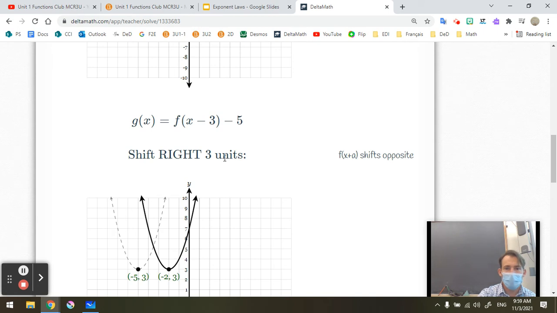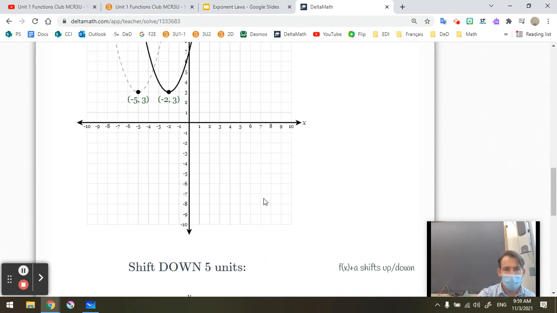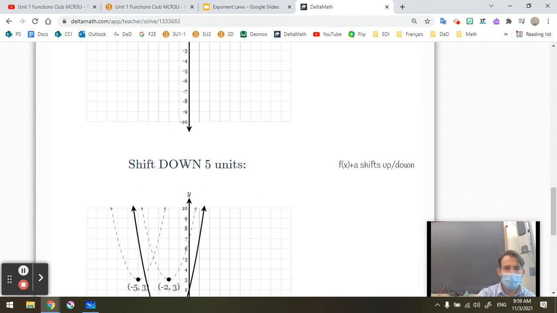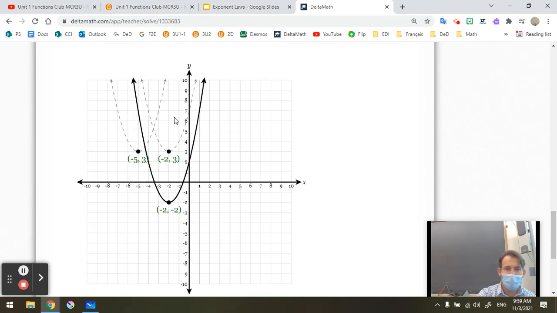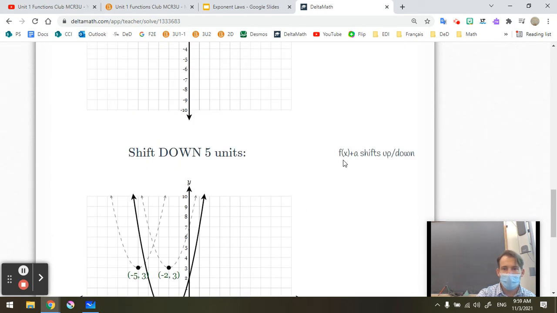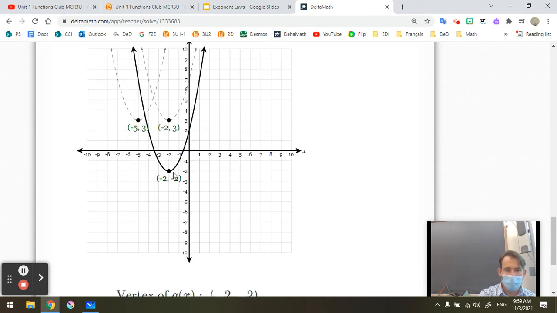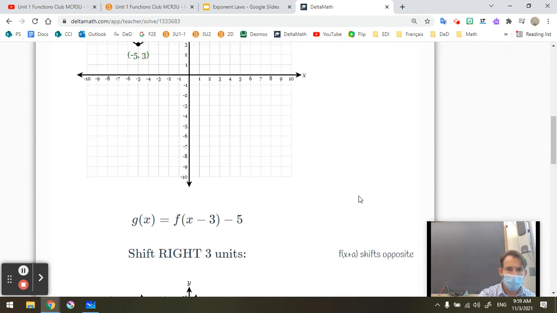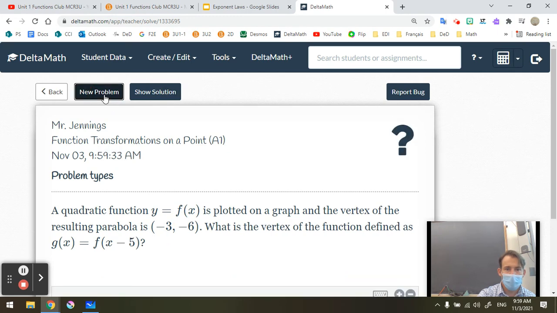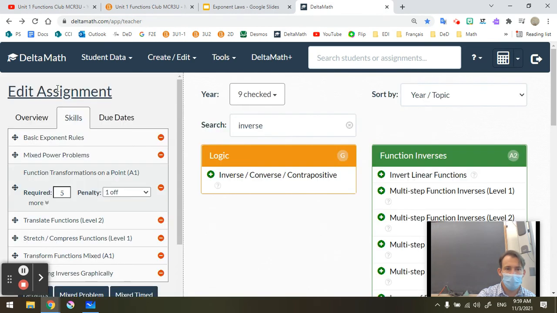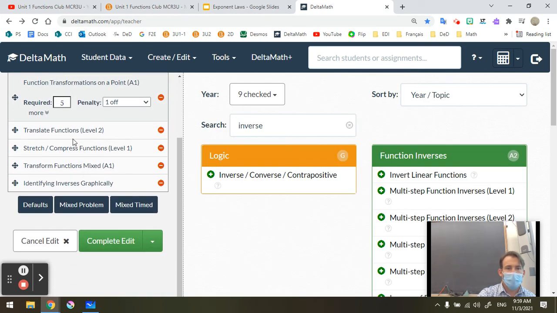And then it says shift right 3 units. We remember if we add to inputs, we have to go the opposite direction of what the sign is saying. And if we add or subtract from outputs, we do exactly that. So that shifts down. f of x plus a shifts up or down. So there we go. Now it's at negative 2, negative 2. Okay? So that's how we apply those transformations. If we keep going, we're always just getting translations here, and that's fine. We get good practice with our translations. Okay. So we did some translate functions practice.